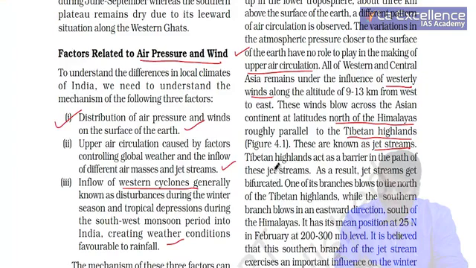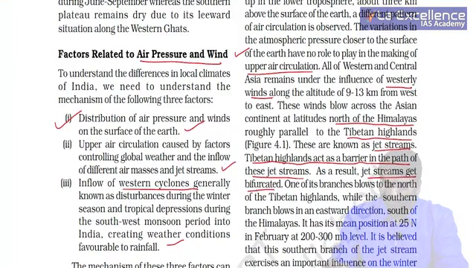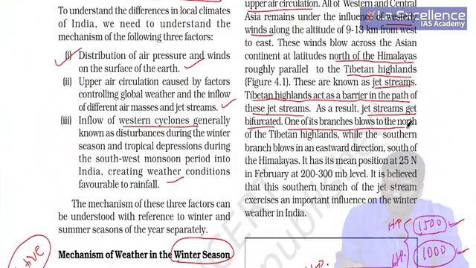The Tibetan highlands act as a barrier in the path of these jet streams, and the jet streams get bifurcated into two. One of its branches blows to the north of the Tibetan highlands, while the southern branch blows in the eastward direction south of the Himalayas. It has its mean position at 25 degrees north. This is what I said, and this influences winter weather in India.